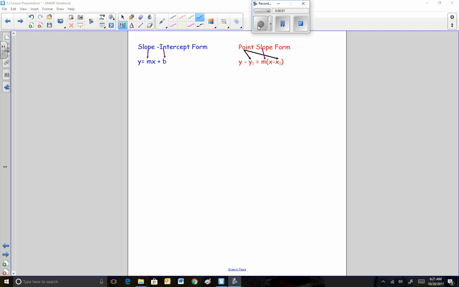Hello class. Today we're going to be working on something a little different. We've been working on the slope-intercept form for a while now. It has the slope there and the intercept for the y-axis right there. Now we're going to do what's called point slope.